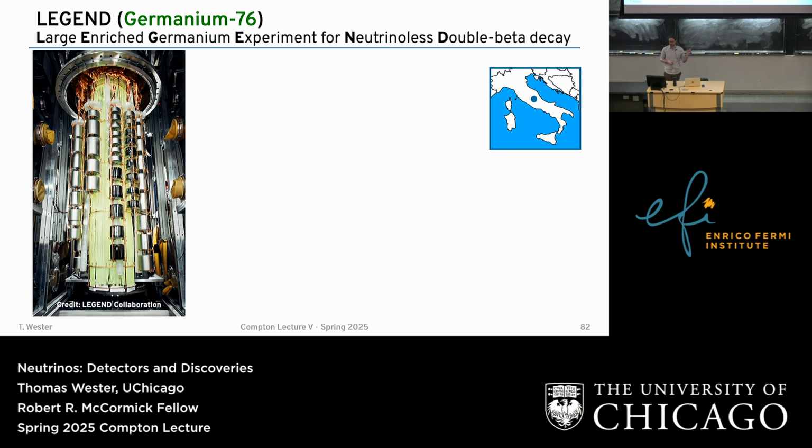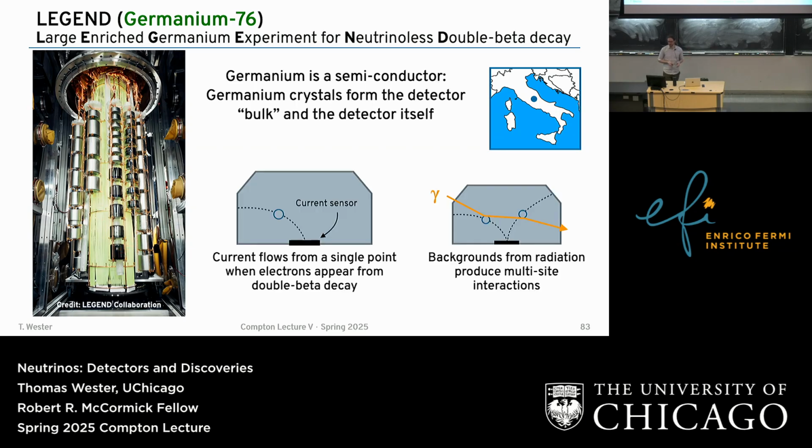So the first one I'm going to talk about is Legend, which is using germanium-76. So Legend is based in Italy, and here's a picture of what it looks like. It's strings of germanium detectors that each have a little embedded chip in them to do the readout.